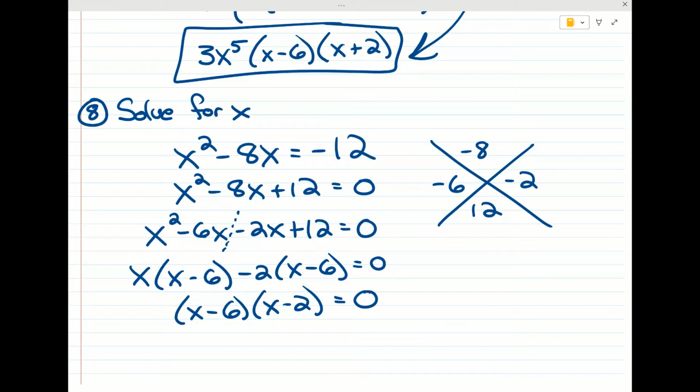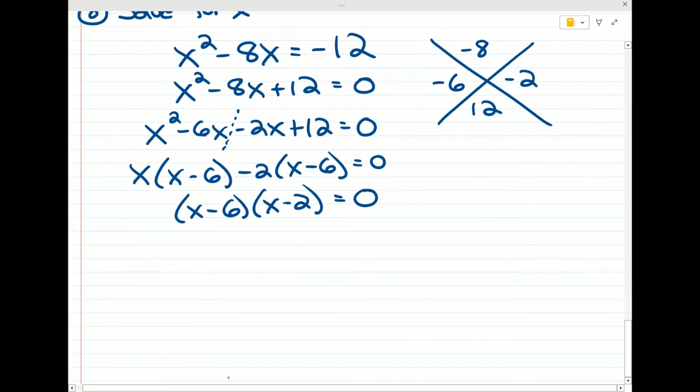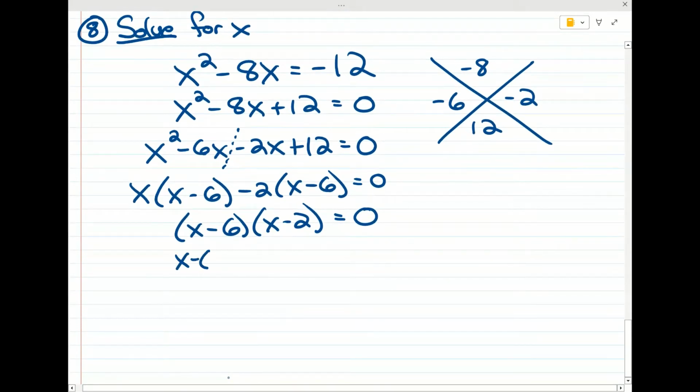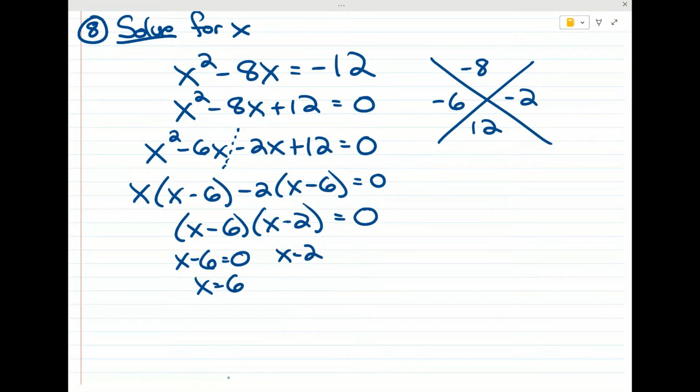Now that's factored. The way that we have to solve this is we use what's called the zero factor property. And when it tells you to solve, what you do is you just make your factors equal to 0. And x would be 6. And x would be 2. So that's how you do problem number 8.